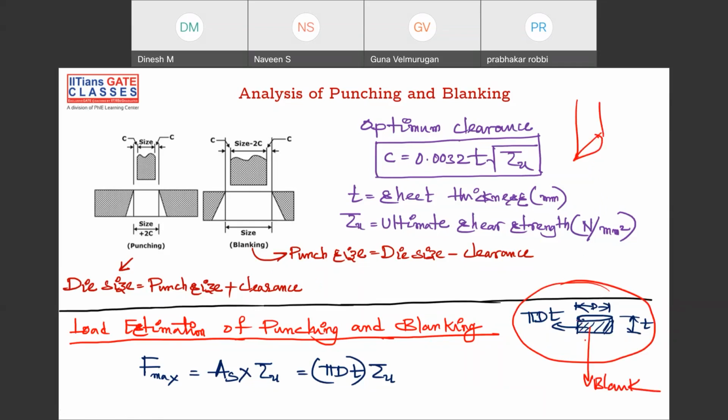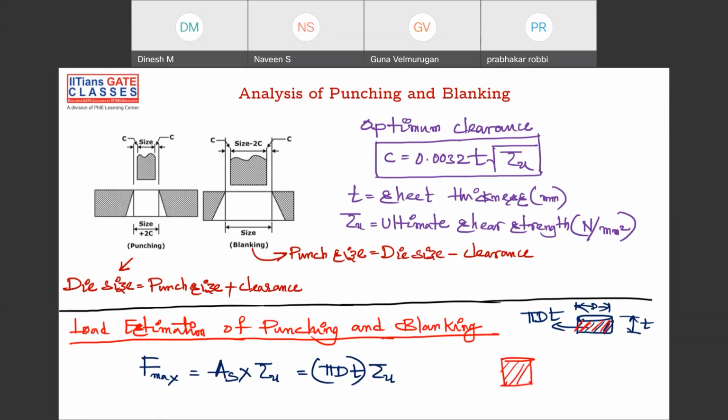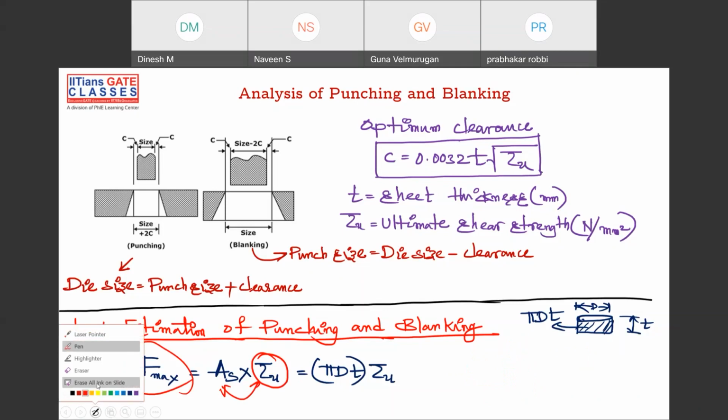So this is blank. You have to calculate the area of shear. Where is the shear occurring? The shear is occurring onto the surface of the blank, right? If it is like this cylinder, this is the area of shear. What is the area of shear? This is the diameter d, and this is thickness t. So how to calculate the circumference of this? Circumference is pi d. Pi d, the circumference of the circle, into thickness t will give you the area of shear. So area of shear into shear stress, area into stress, will give you force. That is how you estimate the load of punching or blanking.